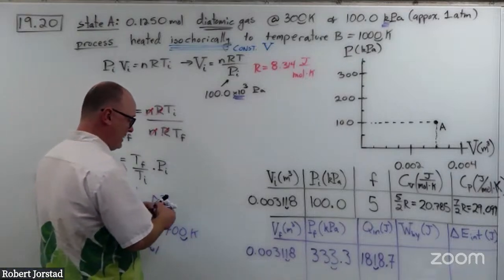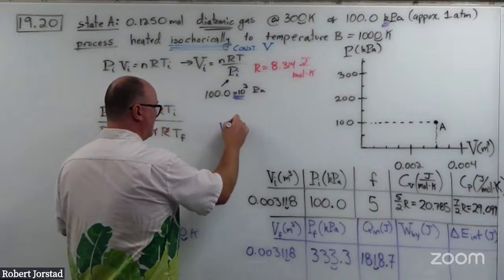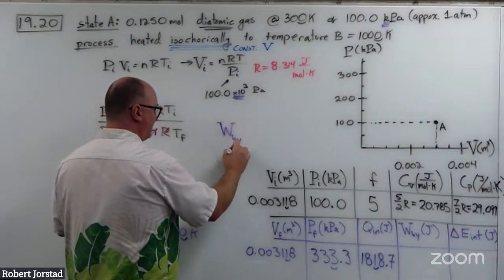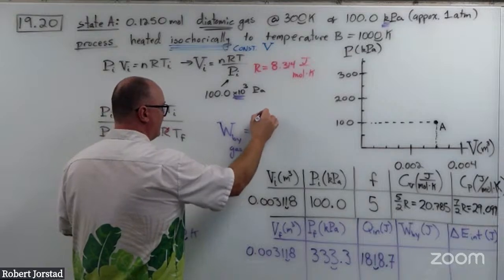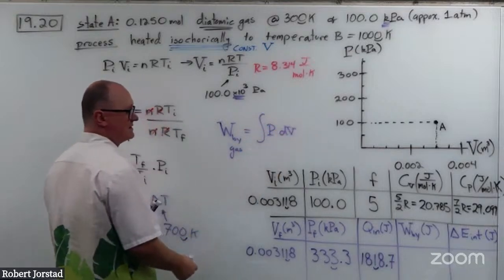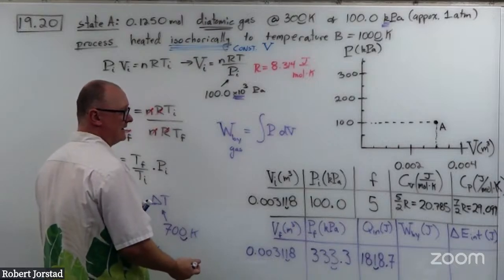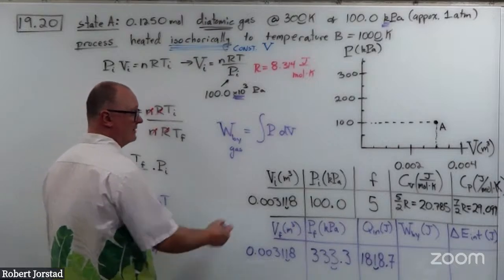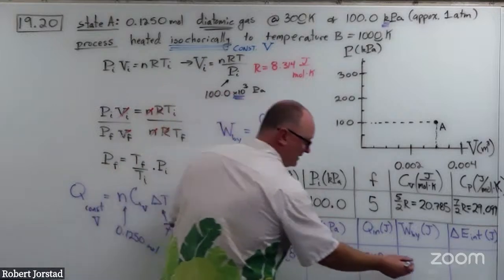All right, so work done by. Well, in general, we always know work done by the gas is equal to the integral of P dV. When V is a constant, V initial equals V final, there's no area under the plot. This should be 0.